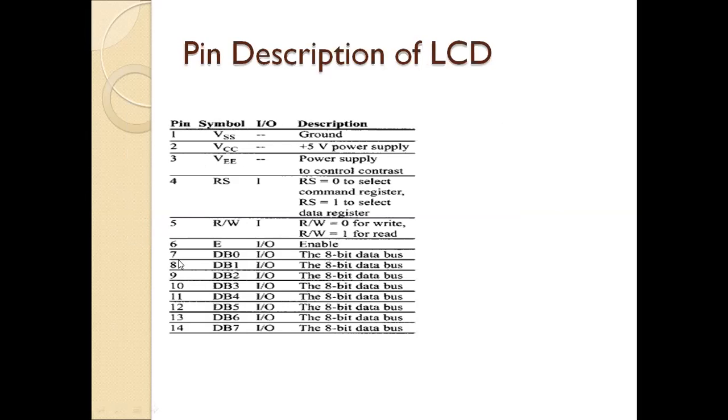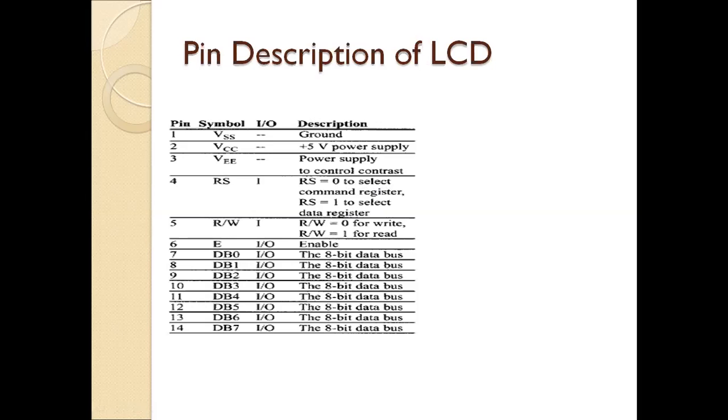These are the different pins present in the LCD. VSS is used for ground, VCC is the plus 5 volt power supply, and VEE is used to control the contrast of the LCD. In an LCD, there are two registers present. One is the command register, and another one is the data register. In the command register, we send the command for what the LCD is going to do, and in the data register, we send the data which is going to be displayed on the LCD.